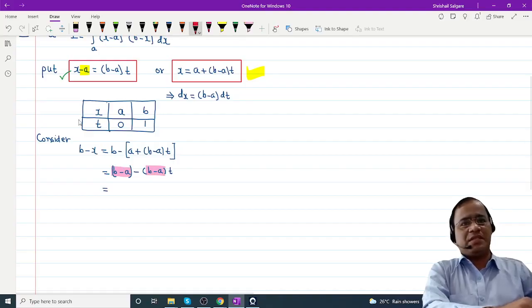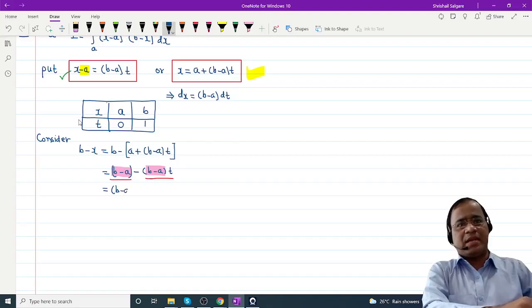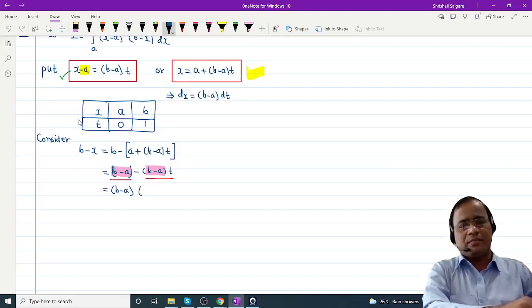What is the first term? The first term is b minus a only. The second term is b minus a into t. Now from these two terms I will take b minus a. Remember, our target is to obtain the kernel. If I take b minus a as common, what is the remaining term? Everything else you are taking outside. The remaining term is 1 minus t. Okay, very good.